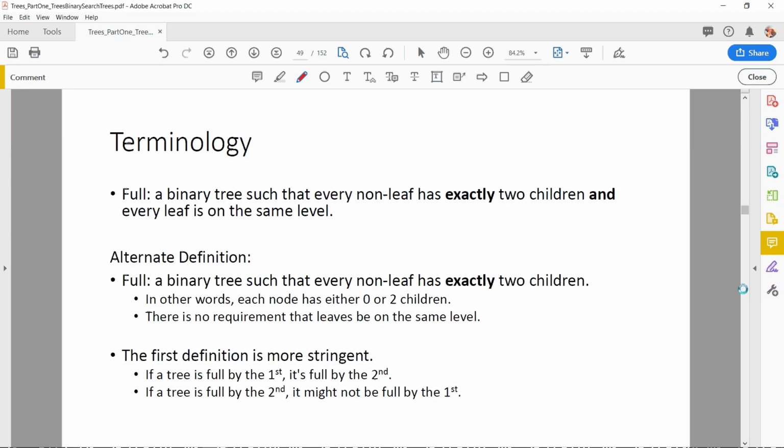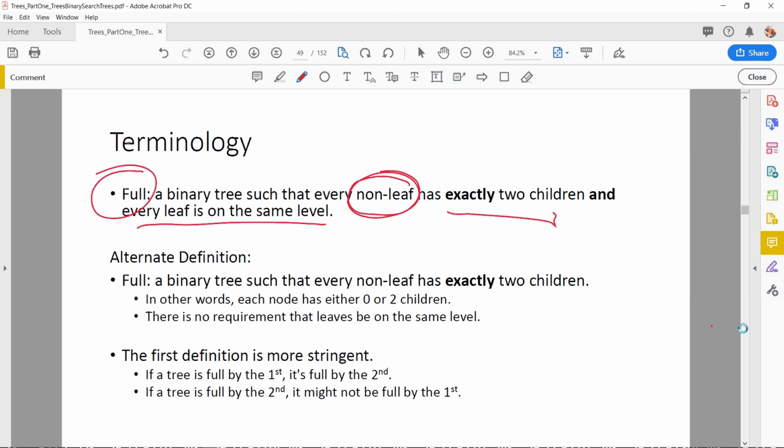Let's learn about some more ways we can describe binary trees. One way you can describe a binary tree is by describing it as full. There are actually 2 definitions of full. The first definition is that it's a binary tree such that every non-leaf has exactly 2 children and every leaf is on the same level. Okay, so that's one definition.